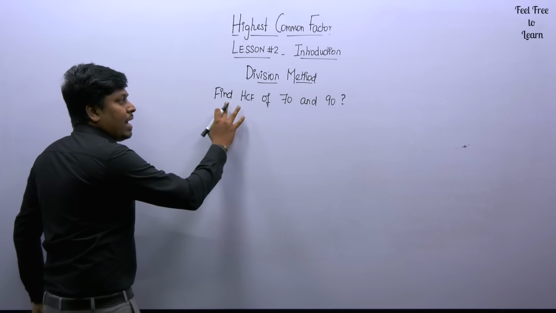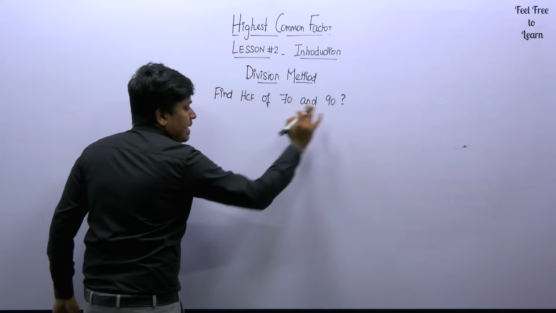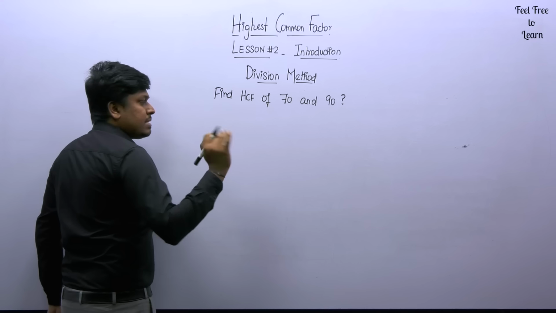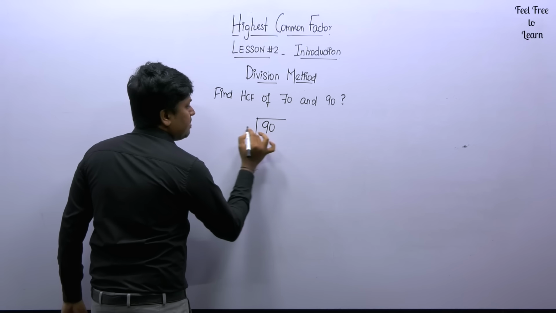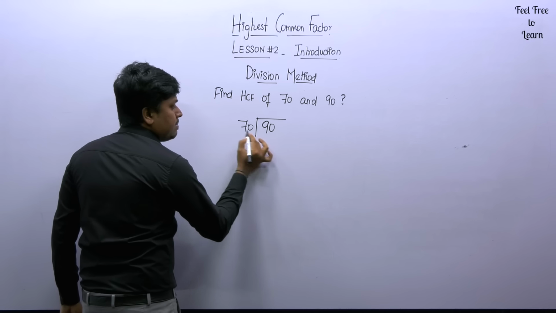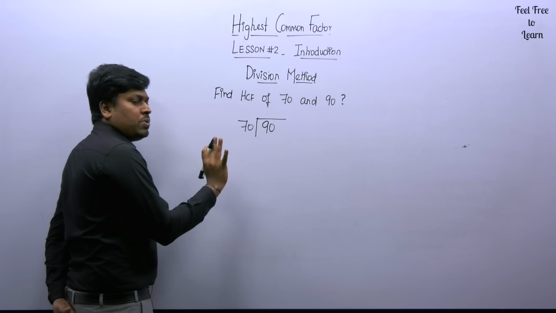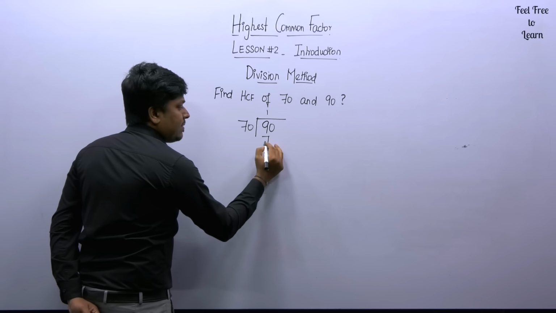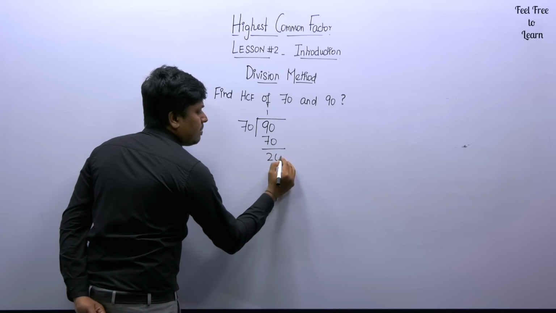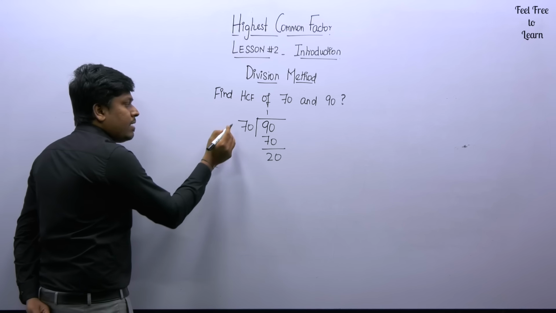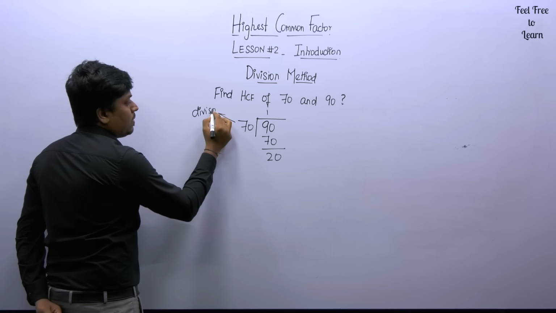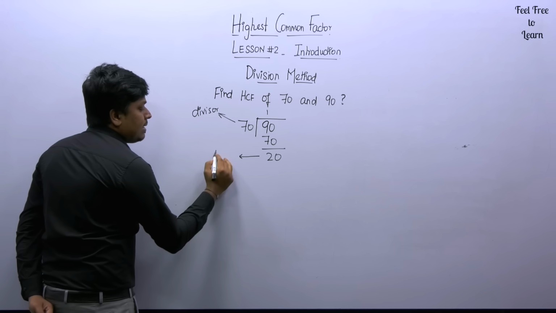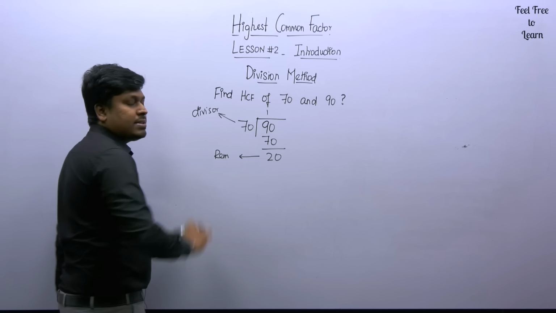Just see here, we have to find the HCF of 70 and 90. So the first step is, you have to divide the highest number by the smallest number, right? Everyone knows how to divide. 70 goes into 90 one time, 70. What is the remainder? Remainder will be 20. Just listen here. You know that this is called a divisor, this is called a remainder, and this is called a quotient.